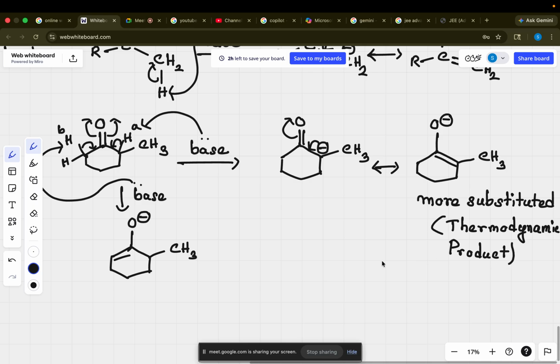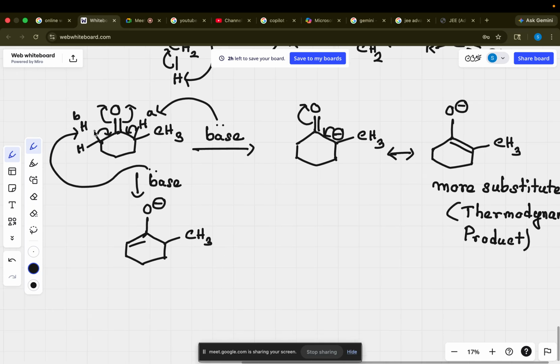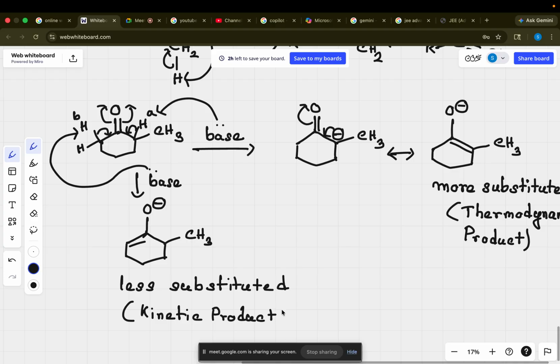And if the proton is abstracted from this side, which is less sterically hindered, this is basically your less substituted, or you can say disubstituted. So if you are getting the less substituted product, that is your kinetically controlled product. Or you can just write down that this is your kinetic product. So which one is your more substituted? That will be your thermodynamic product. Which one is your less substituted? That will be your kinetic product.